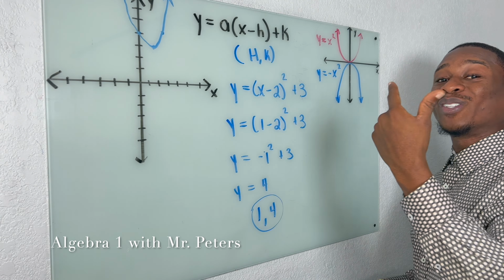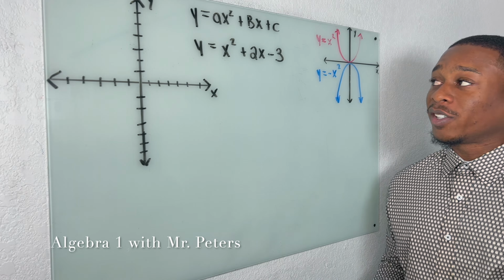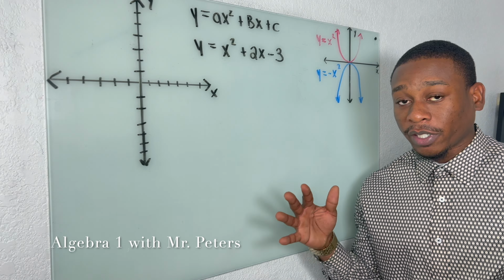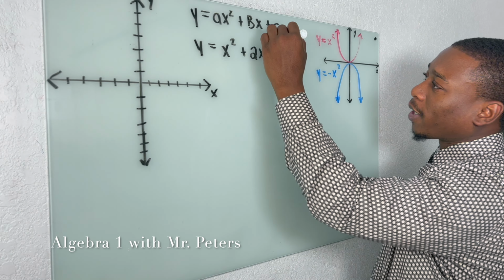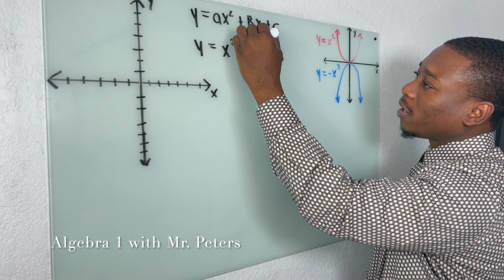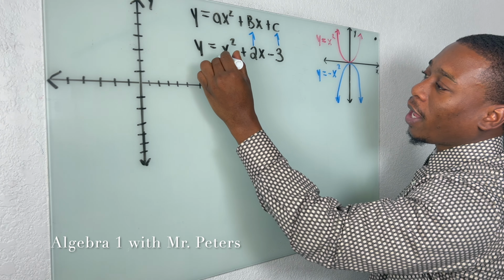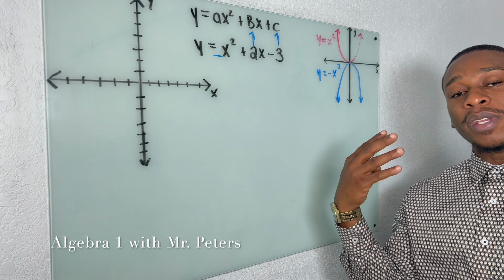Let's switch over now to the standard form. When we talk about standard form now, guys, there's a different equation. Y is equal to ax squared plus bx plus c. You guys have seen that equation before. So just remember that when we label these, c is negative 3, b is 2, and we don't have a number in front of x squared. So just remember that it's going to be 1.